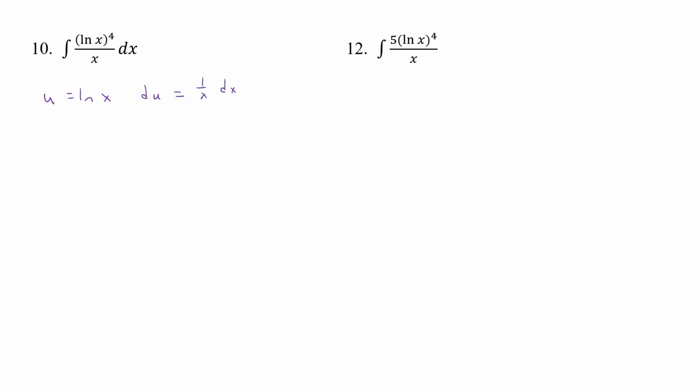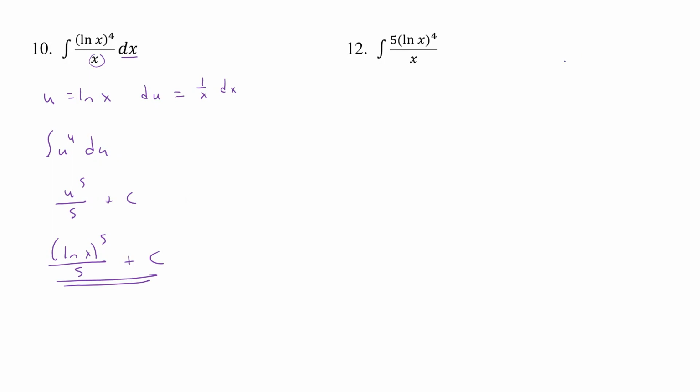Okay, well, guess what? 1 over x dx is there, and that becomes u to the fourth. So now I have u to the fourth du. That's pretty easy. The antiderivative of that is u to the fifth over 5 plus c. Now my u is ln of x, so it's going to be (ln x) to the fifth over 5 plus c.